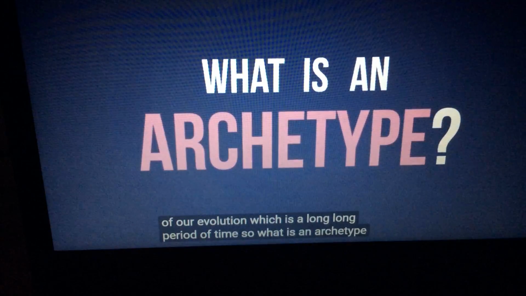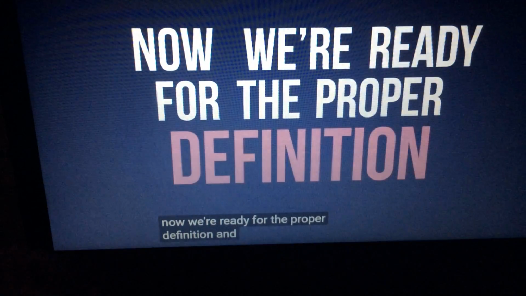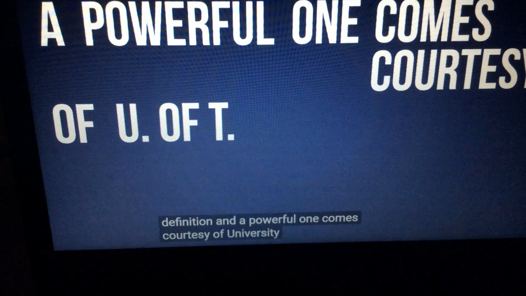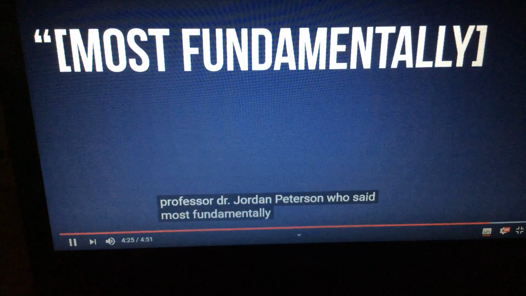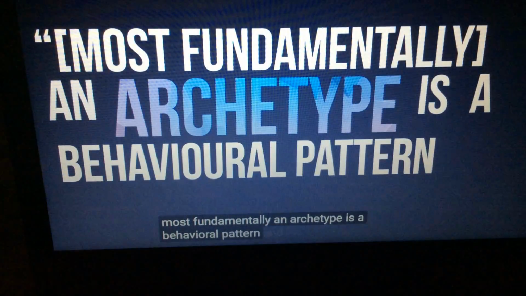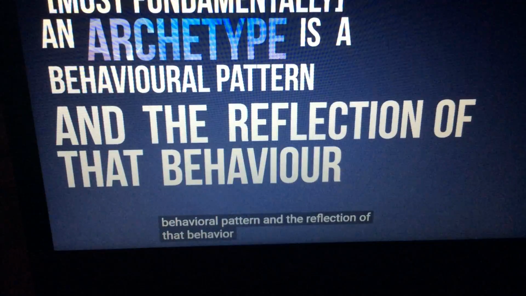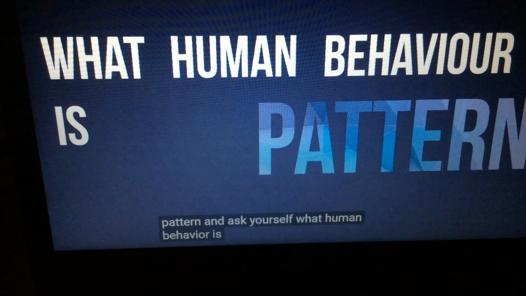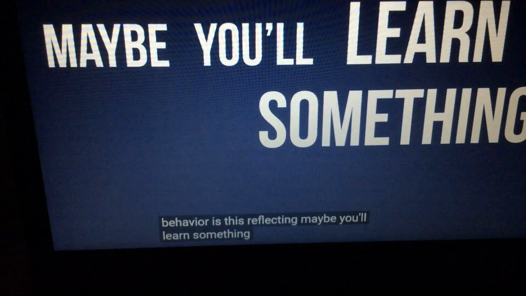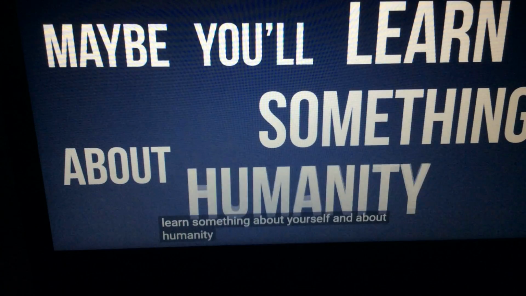So, what is an archetype? Now we're ready for the proper definition. And a powerful one comes courtesy of University of Toronto professor Dr. Jordan Peterson, who said, most fundamentally, an archetype is a behavioral pattern and the reflection of that behavior in a story. So the next time you're reading a story, look for a pattern and ask yourself, what human behavior is this reflecting? Maybe you'll learn something about yourself and about humanity.